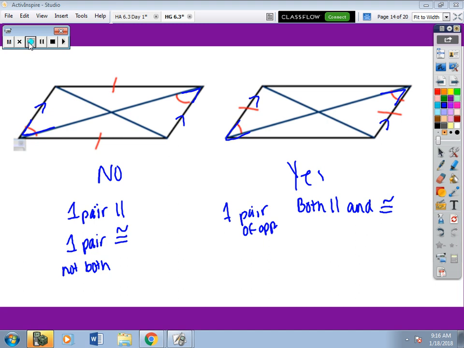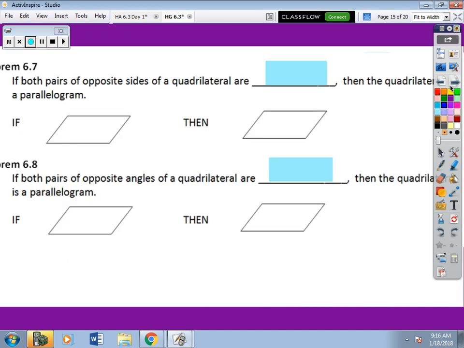Alright, on the back, two short theorems that are just yesterday's theorems in converse form, and then a couple algebra problems. Theorem 6-7 is the converse from yesterday. If both pairs of opposite angles are congruent, then it is a parallelogram. You have to prove both pairs, not just one. So if you know that these are congruent and these are congruent, then you have a parallelogram.